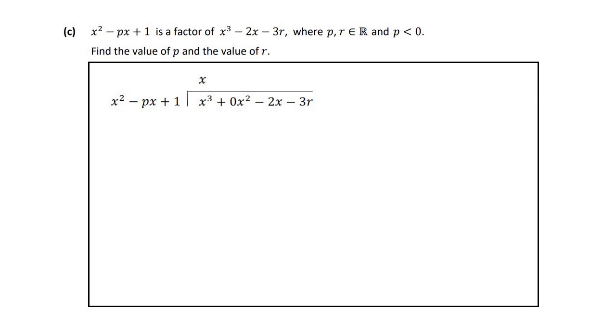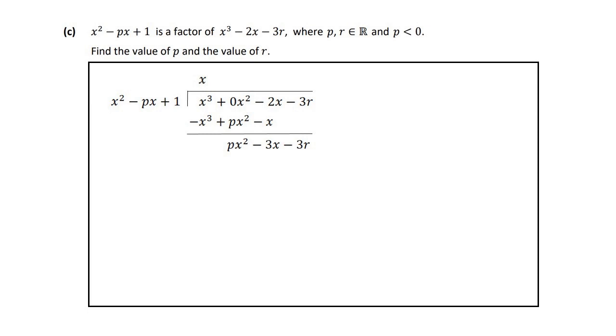Of course, x times x squared will give us x cubed, so we write x on the top. We can now multiply each term in our divisor by x. We switch the signs of every term in this new expression we just got, and then we can add the two lines together. Remember to also bring down one term. In this case, it is minus 3 times r.